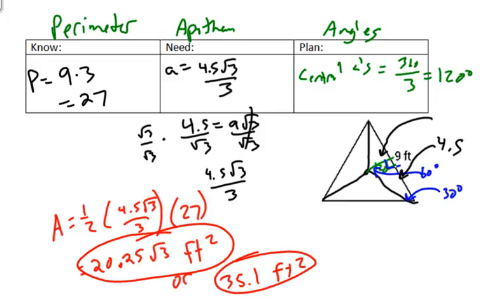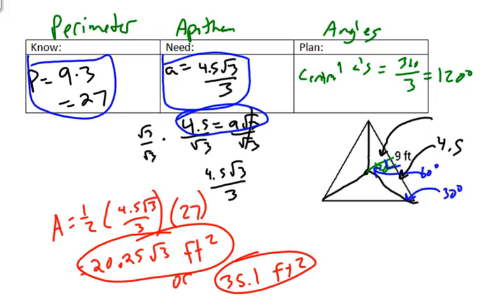But we have the longer side now. It would be 4.5, so it's half of that 9. So 4.5 would be equal to the apothem times the square root of 3. So that's what I did up here. And then I solved for the apothem. I ended up getting 4.5 square roots of 3 over 3. Got the perimeter here, plugged it in for the formula here, and ended up getting 20.25, 20 and a quarter square roots of 3 feet squared, or 31.1 feet squared if I rounded it.